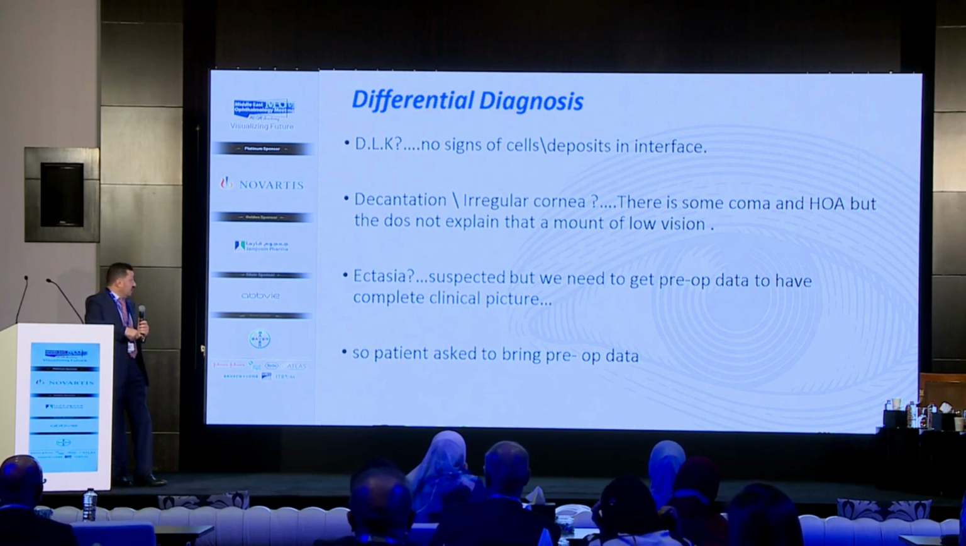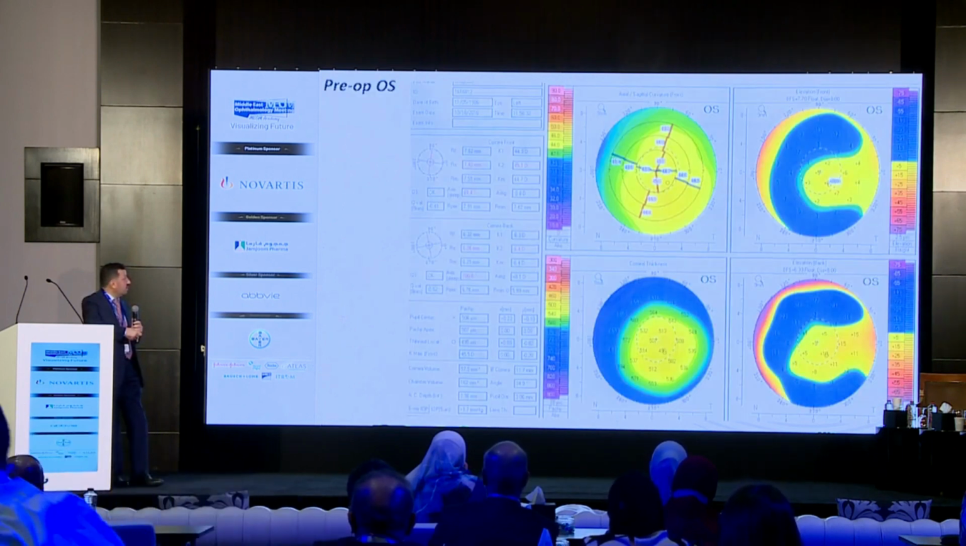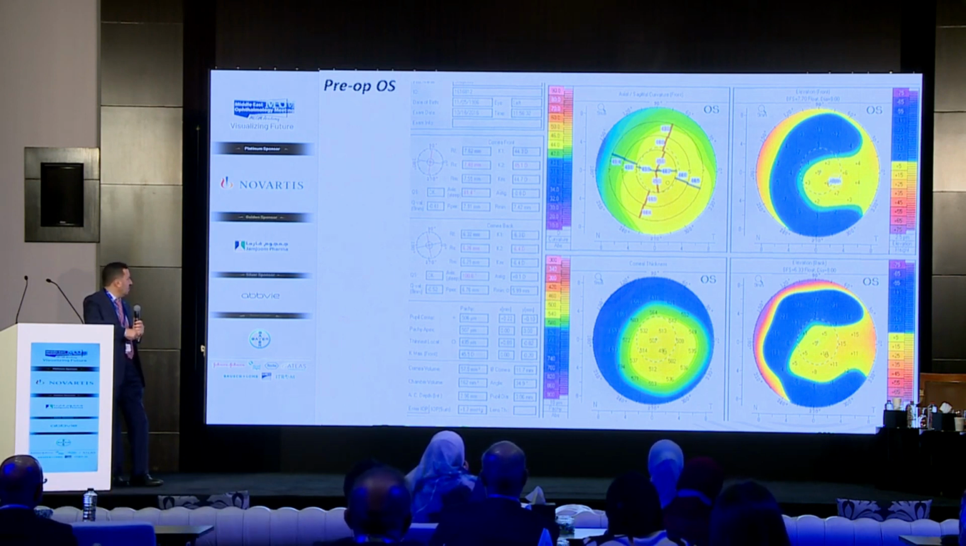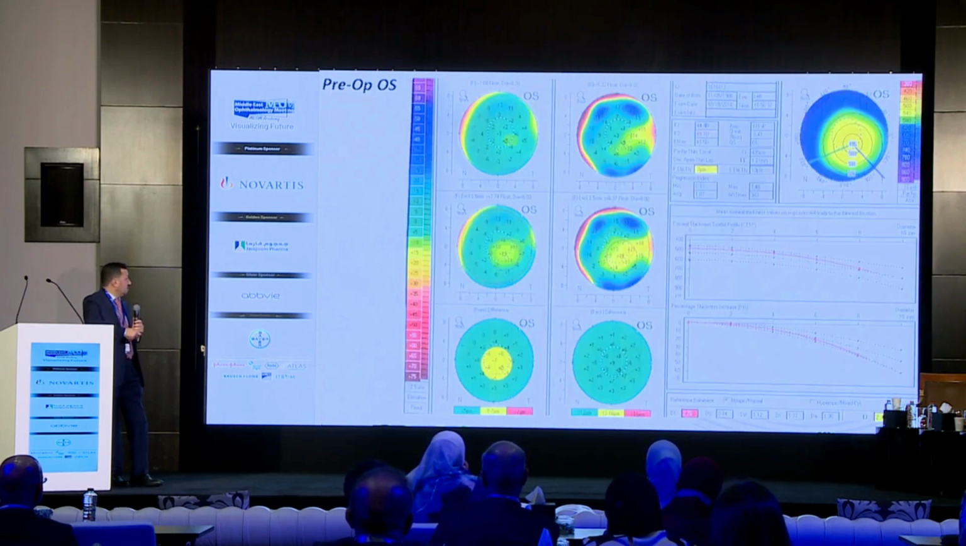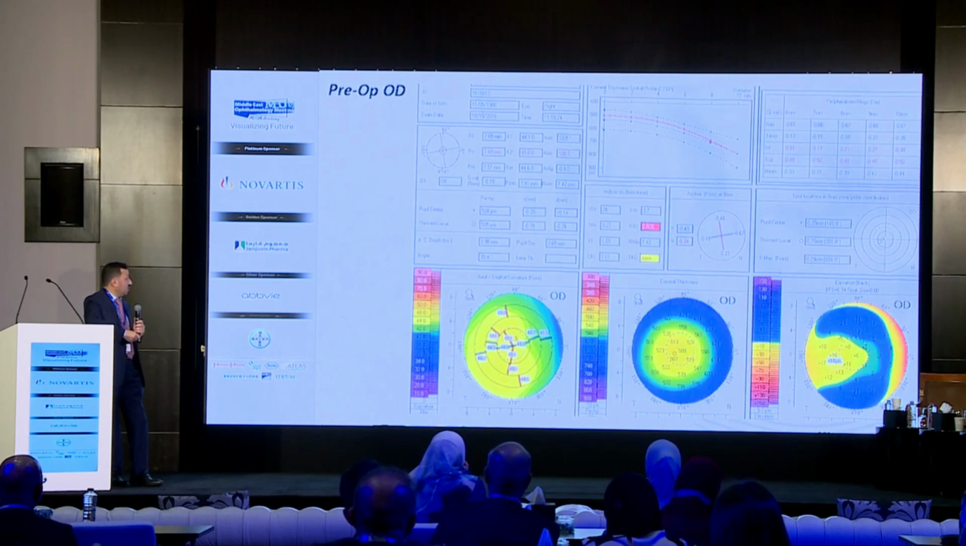We suspected ectasia, but in order to confirm that, we need the pre-op data. We need to know how this cornea was before. So we asked the patient to kindly bring us that pre-op, and that was the pre-op. We can see some suspicious elevation in the anterior surface, slightly in the posterior surface, but in general the thickness is acceptable. It is a suspicious case, I would say a borderline case, and this is the other eye as well.